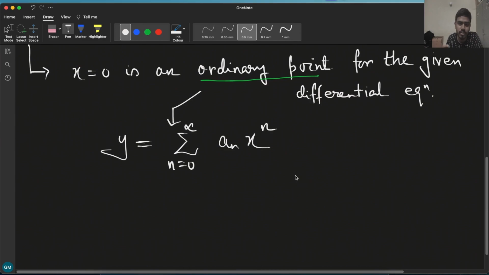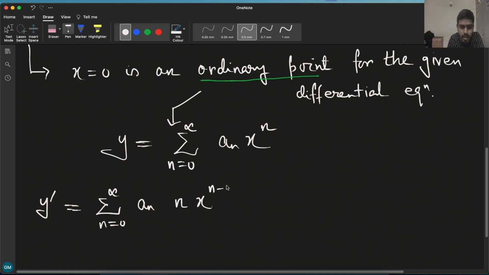If y equals to sum over an x to the power n, then y dash, which is dy dx, is sum over n equals to 0 to infinity an times n times x to the power n minus 1. I can write it as n equals to 1 to infinity, because the 0th term contributes nothing: if I put n equals to 0, the 0th term will be 0 because of this n sitting here. As a result I can start the series from n equals to 1.